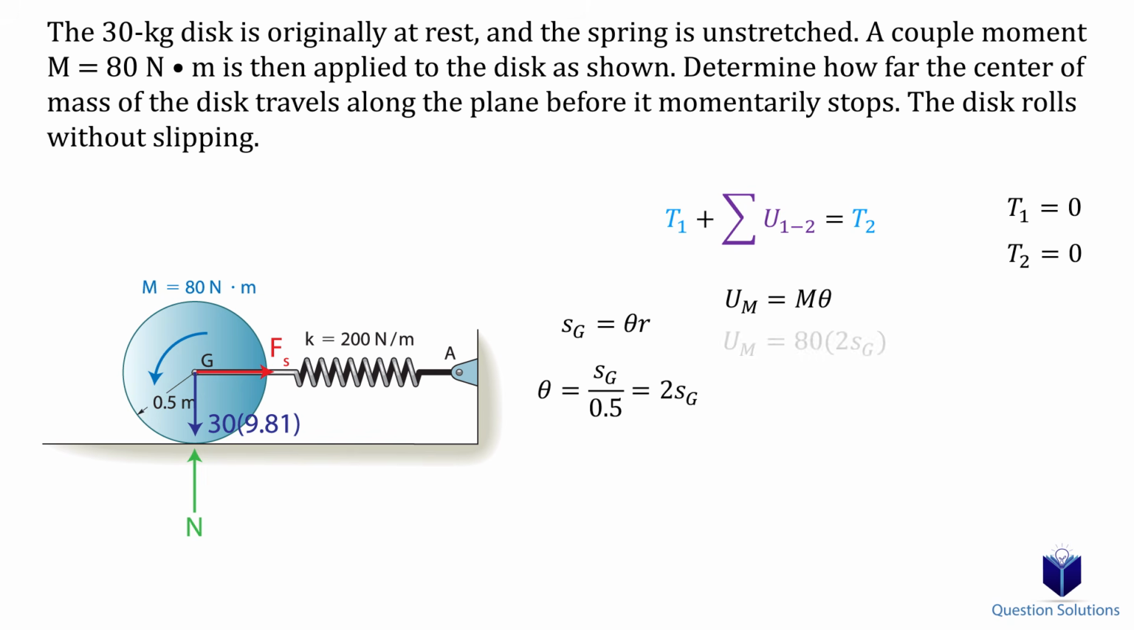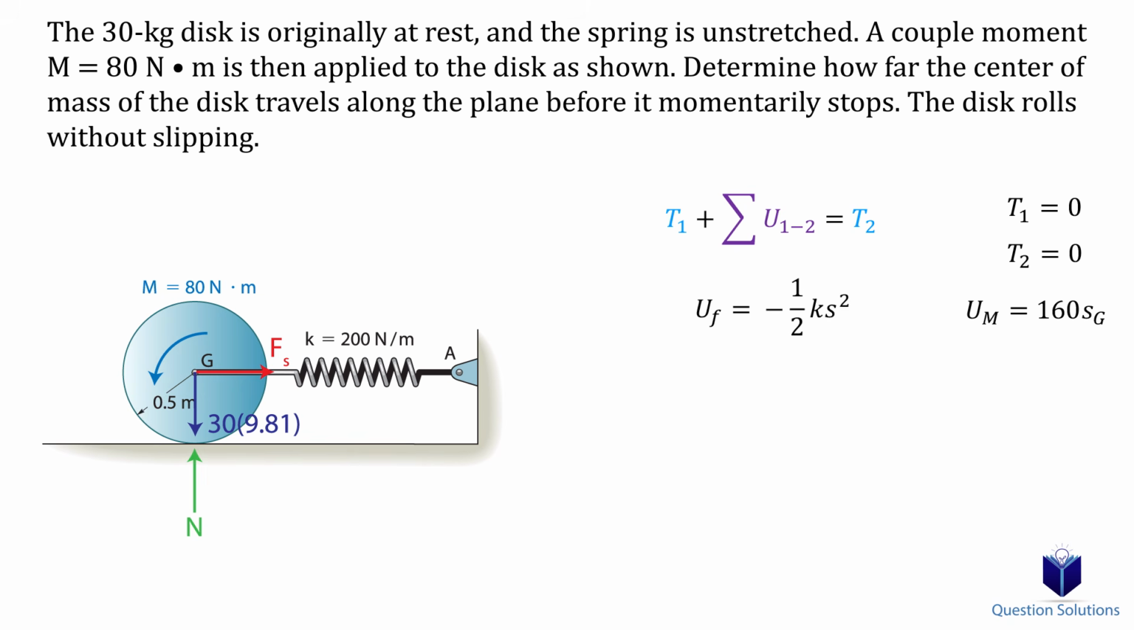Now we can figure out the work done by the moment. We know the moment from the question and we wrote the theta value in terms of the distance moved. Let's simplify. Now for the work done by the spring. Since the spring is trying to stop the wheel from going forward, it does negative work. Let's write the formula for work done by a spring. So the stiffness is given to us and the distance it stretches is the length the wheel travels.